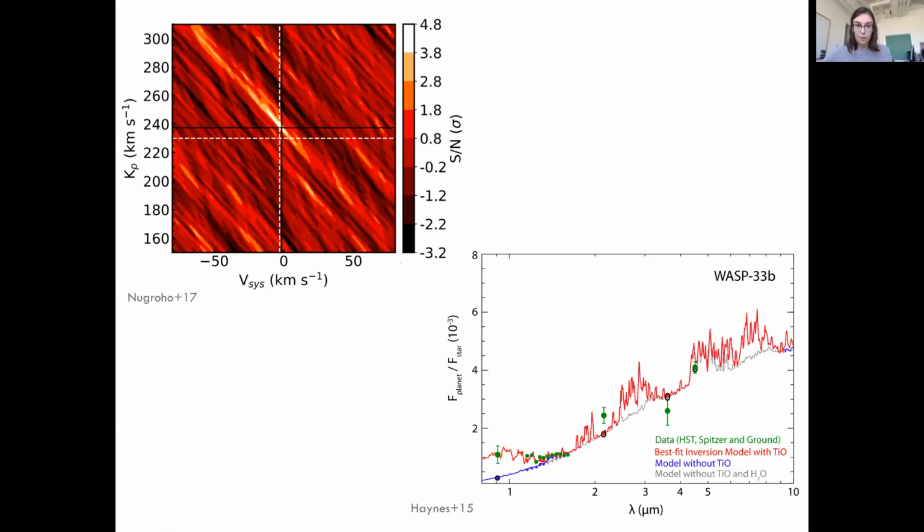So we see no detection of TiO or thermal inversion with a lot more data, and in our case, high resolution spectroscopy.